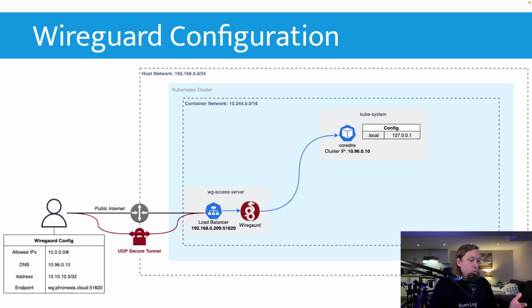So because the traffic is terminating inside of the cluster and I'm running WireGuard inside of the cluster, it actually allows me to route layer 3 traffic inside of the cluster. That's sort of how I can get the layer 3 traffic in.